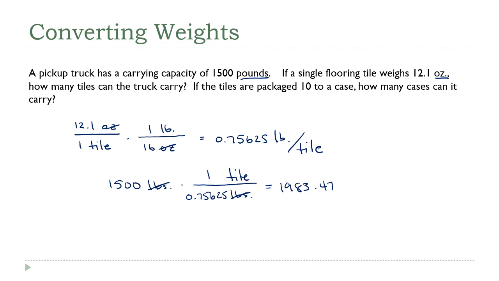Now this is a situation where it wouldn't matter to me what that decimal would come out to. It wouldn't matter to me if it was 1983.99999. I would still round this down, right? Because if I round it down to 1,983 tiles, then I'm going to be a little under my carrying capacity, which is fine. If I had rounded it up, then I'd be a little over the carrying capacity, and that's a little sketchier, right? Even if it's just by a little bit. So I'm going to round this down to 1,983 tiles.